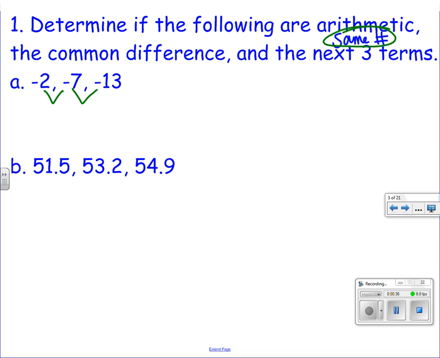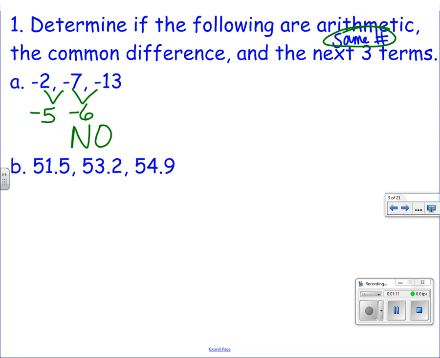Ethan, how do I figure out what they're going by? What could you type in the calculator? Perfect. What do you get, anybody? Okay, then I would type in my calculator negative 13 minus negative 7. What does that give you? Negative 6. Thank you to whoever said that. Okay. So is the answer to this one, yes or no? No. Very good. And why is it no? They're not the same. Okay.